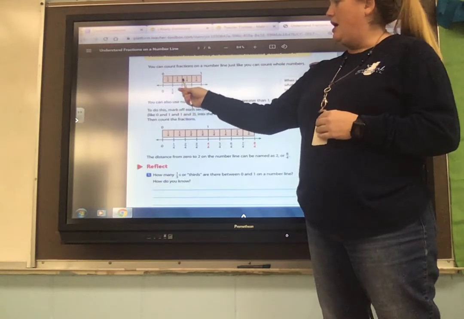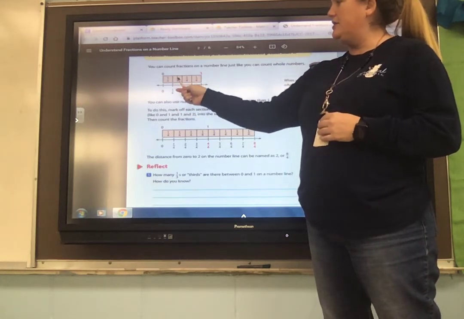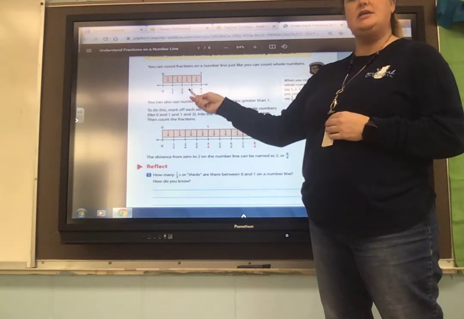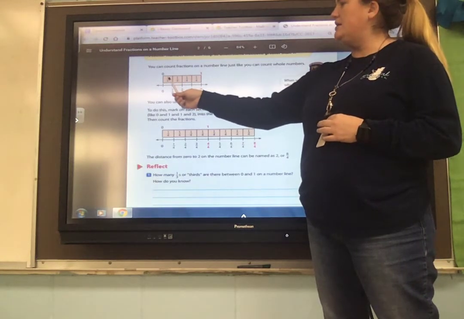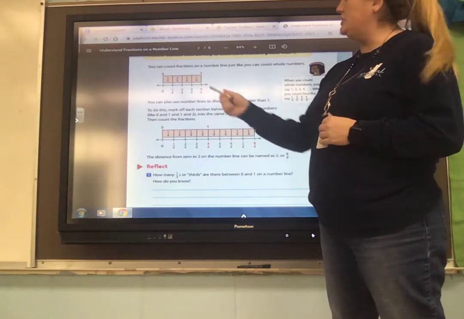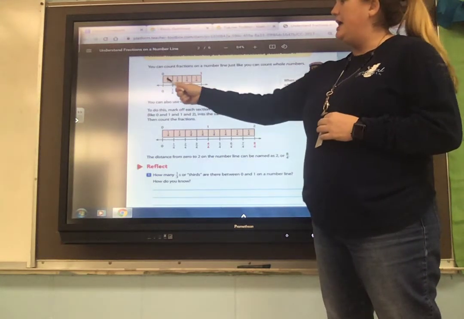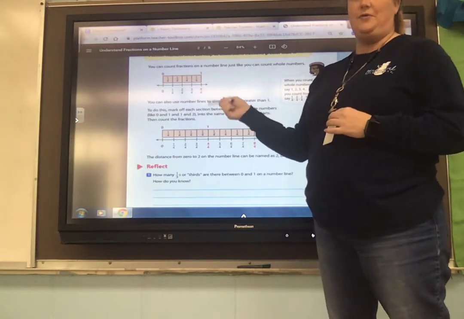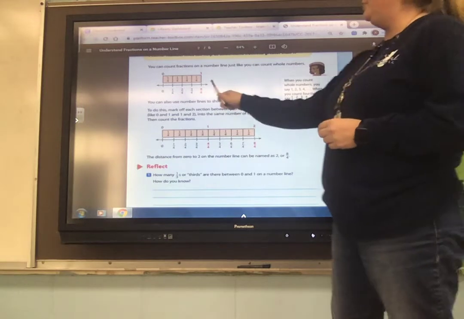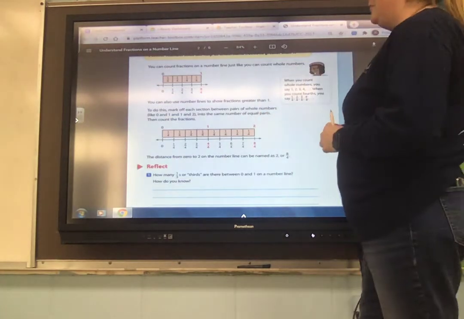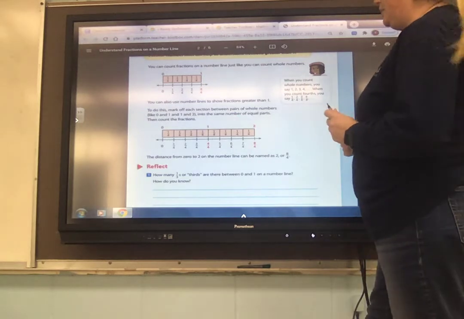From 0 to the first line, we just have 1 out of 4 pieces, so that would be our 1/4. On the second line, we're now counting 2. 1, 2 of those 4, so our fraction is 2/4. On this third line, we're counting 1, 2, 3 of those sections, so our fraction is 3/4. And if we go all the way across to our 1, we end up with 4/4. And remember, when your numerator and denominator match, that's a whole number. So 4/4 gets us to the number 1.